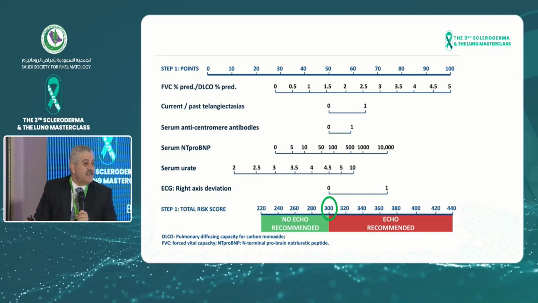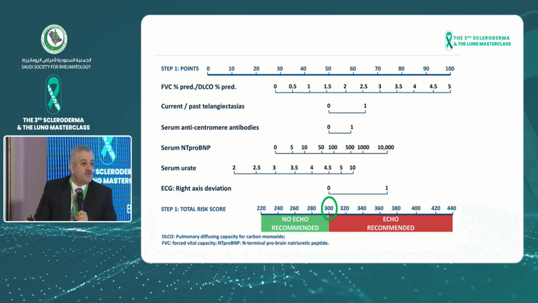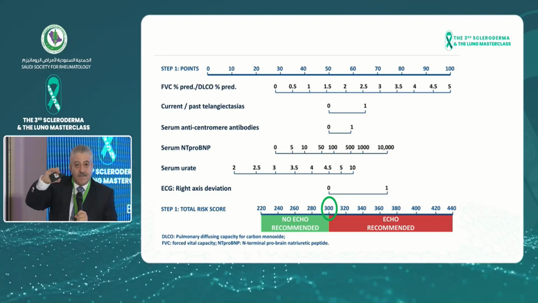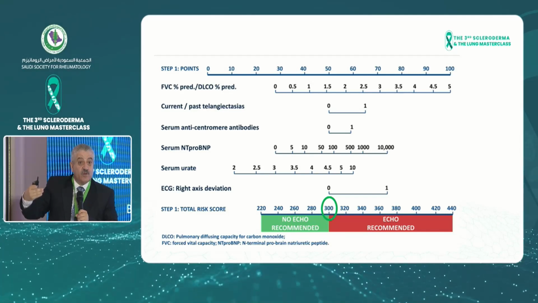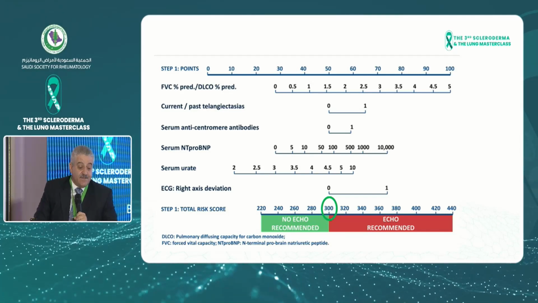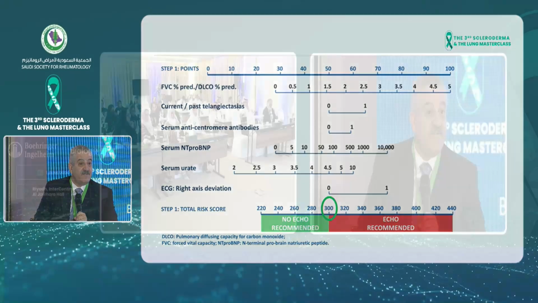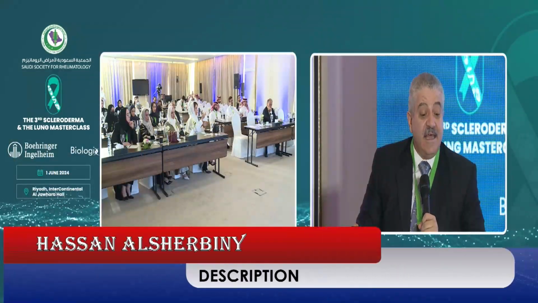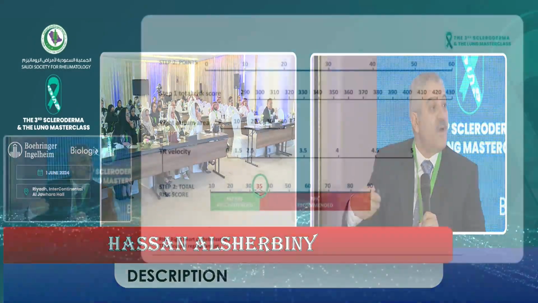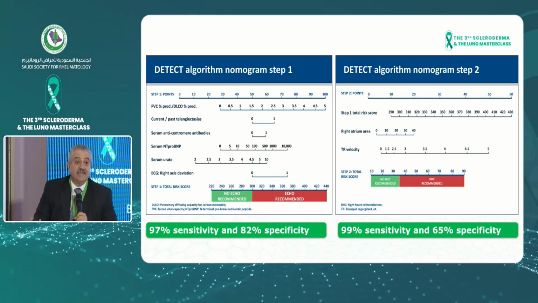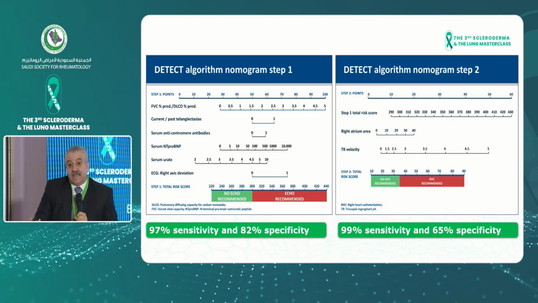And so this is a quick way to look at it. Each one will be powered, and they had some number of points that will contribute to the overall score. In the first step, with a total number of 300 and above, they will go for an echo, and then after that, they will add the echo parameters, and they will add to it and take it. So it is a good study.